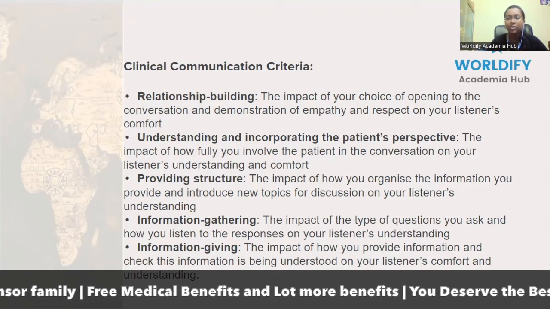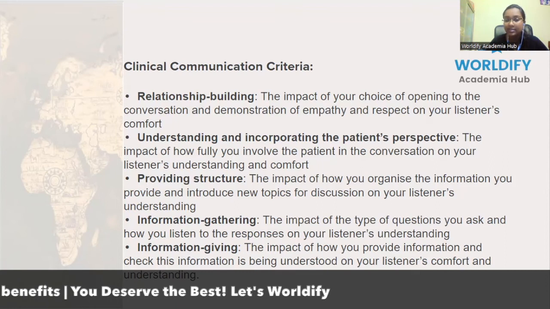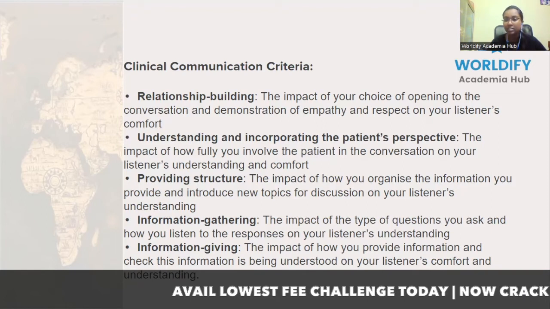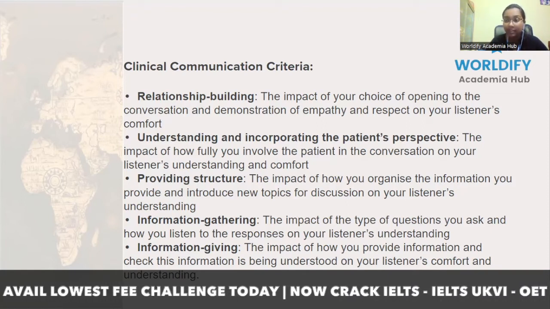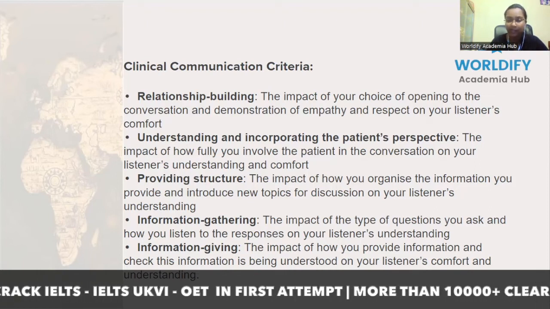They check whether, throughout your conversation, are you empathetic? Are you giving a listener's comfort? Okay, so all these things are being assessed. Next one is understanding and incorporating the patient's perspective, the impact of how fully you involve the patient in the conversation. Are you interrupting them in the middle? Are you giving them space to speak? All these things are important.